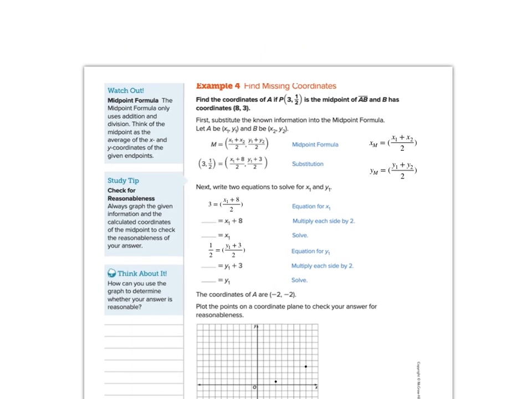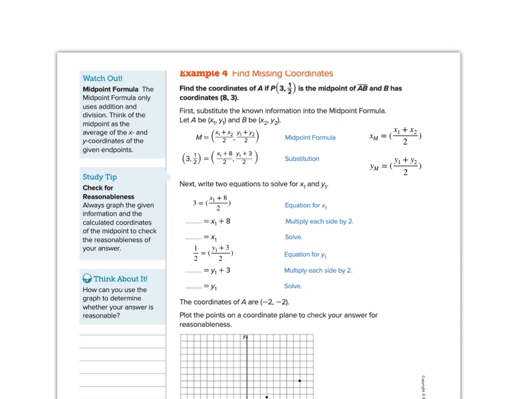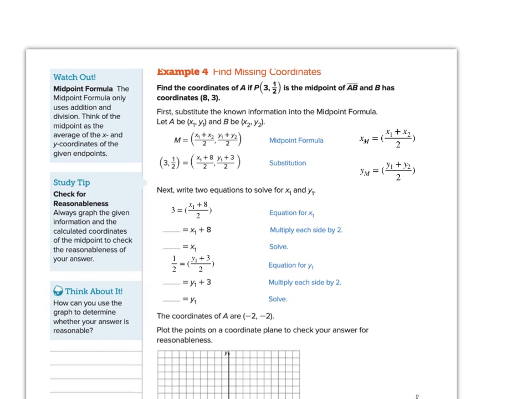Let's see here, finding the missing coordinates. Now, think of using the midpoint formula as simply finding the missing value of the midpoint, okay? So in this case, sometimes we may be given the midpoint, and we're trying to find out some other missing value. So always, we're finding out a missing value. Okay, so find the coordinates of A if P is the midpoint of AB.